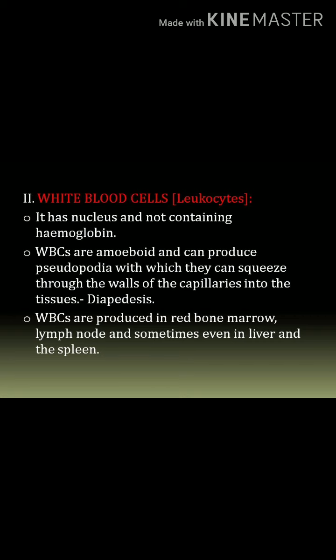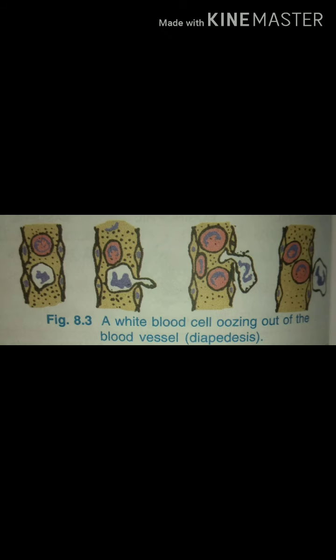Why does diapedesis show only in the WBC, not in RBCs? Because WBC shows amoeboid movement or amoeboid shape and can produce pseudopodia. Means WBC can change its shape and produce the pseudopodia, and through that it can come out from the blood capillaries. But RBC has a particular shape, that is biconcave, so it cannot come out from the blood capillaries. Because WBC is amoeboid and can produce pseudopodia, it can easily come out from the blood capillaries. So this process is called diapedesis.